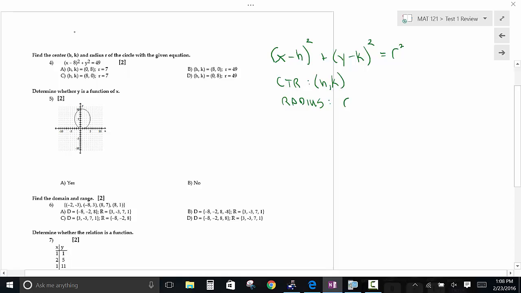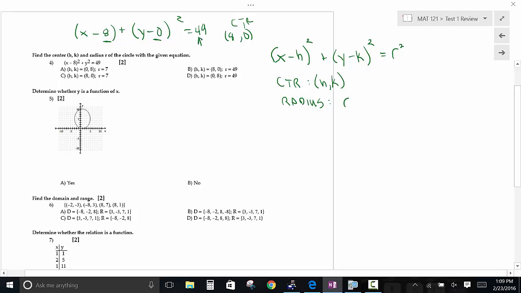Now this problem right here, you have (x minus 8), and then you have plus y squared. Notice you don't have y minus something, so you could put y minus 0 if you needed to, and that's equal to 49. So what's the center? It comes from these numbers, 8 and 0. It's got to have two minus signs. So the center is going to be (8, 0).